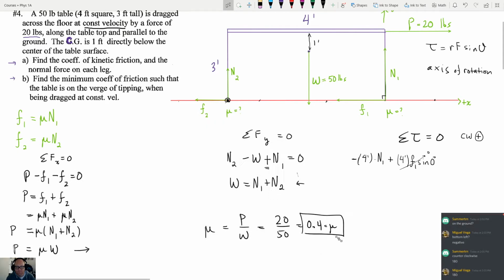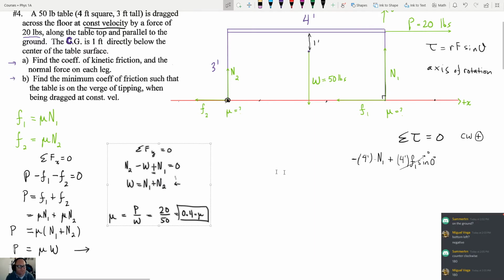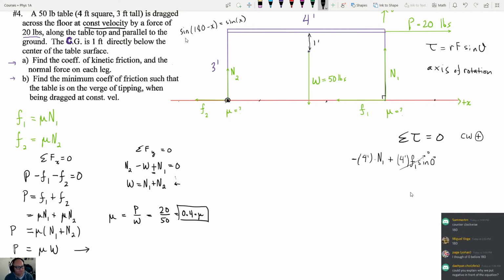Sorry, can you repeat how you got 0? 0 degrees, right? Yeah, it's either 0 or 180. If it makes more sense to you for it to be 180, that's fine. So the thing is that remember with the sine, I'm going to go ahead and write it out. The sine of 180 minus x is equal to the sine of x. Right, so just remember that.